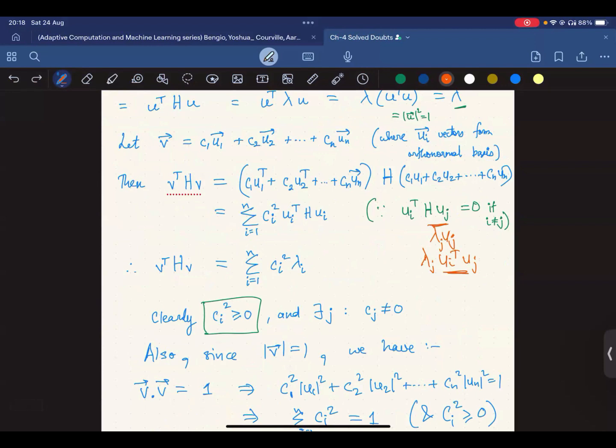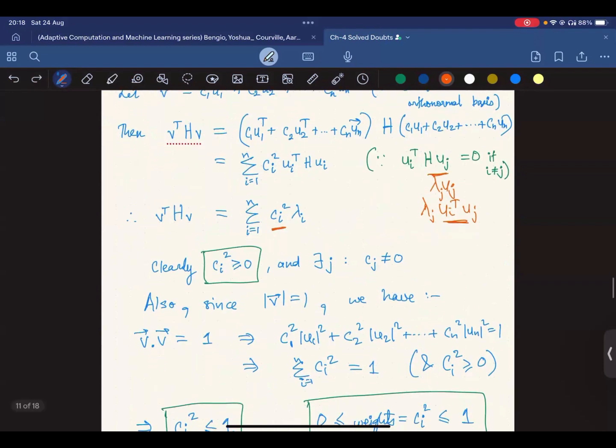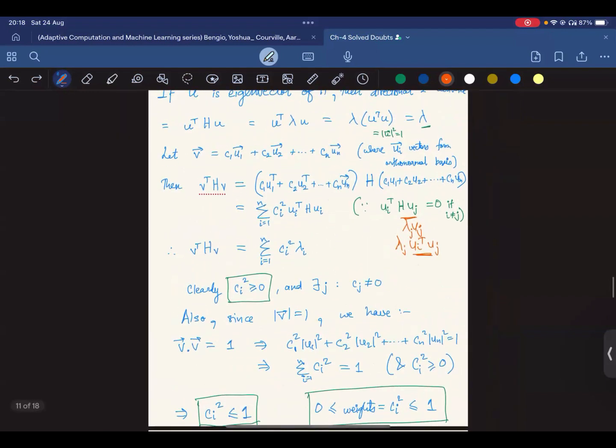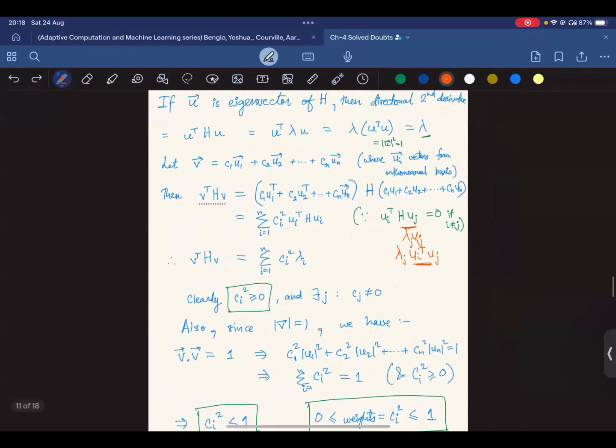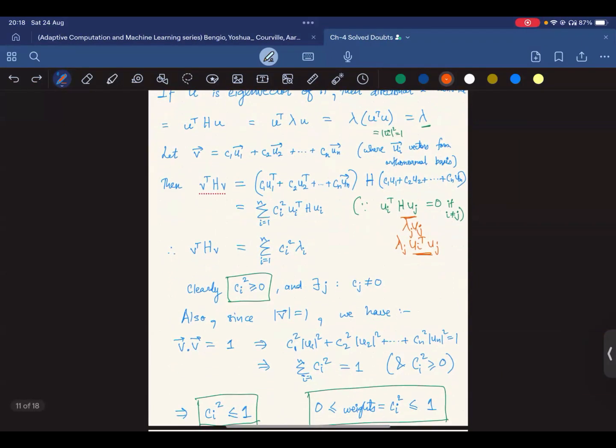and clearly Ci square, the weight, is greater than or equal to 0, and since we are considering v as a unit vector, the direction vector, v dot v is 1, which simplifies to the sum of Ci square equals 1, and we have Ci square greater than or equal to 0, which means all of the weights should be less than or equal to 1. So this just proves that for any given direction, the directional second order derivative is the weighted average of all the eigenvalues of the Hessian matrix.